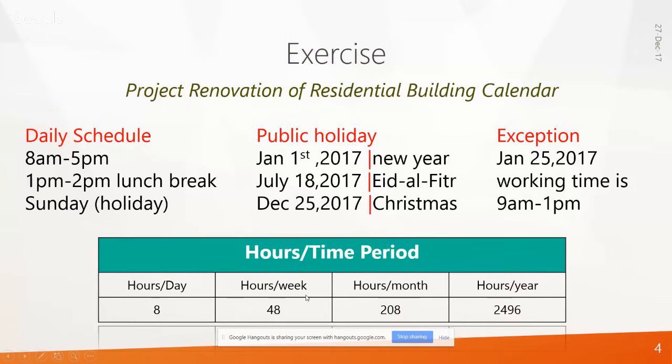And in a month, we consider 30 days. And out of these 30 days, we have 4 Sundays. So deduct that 4 from 30, you get 26. Right? So 26 times 8, you get 208. Multiply this value by 12, you get 2496 hours working in a year. So you have to set all these four values.